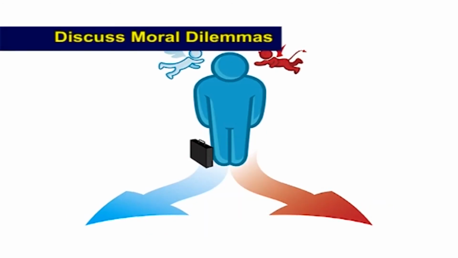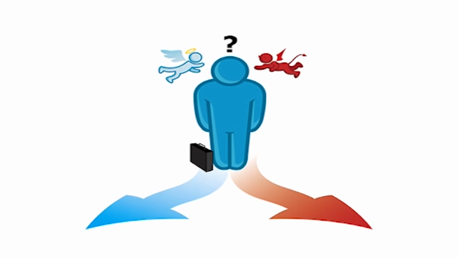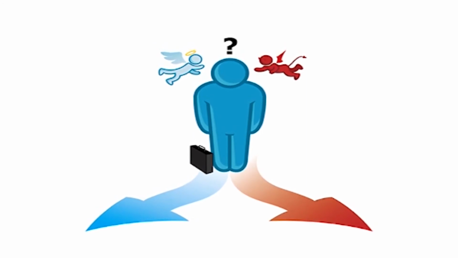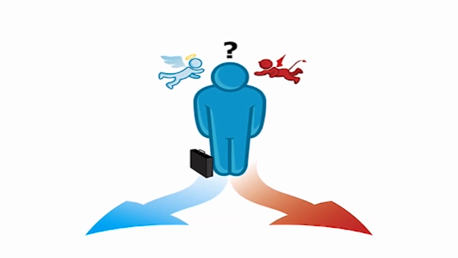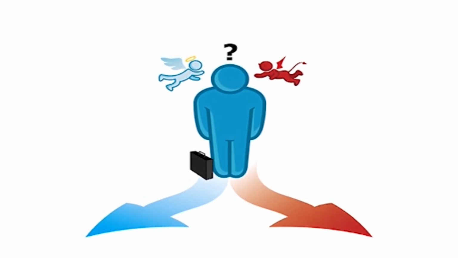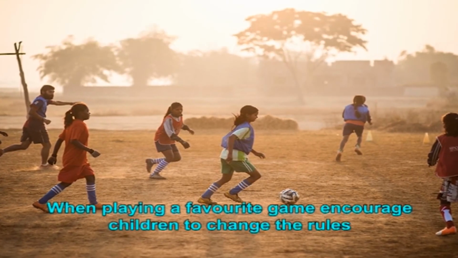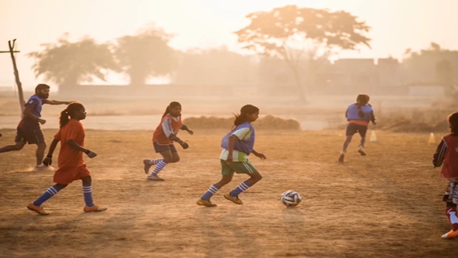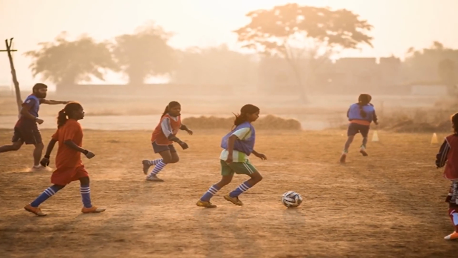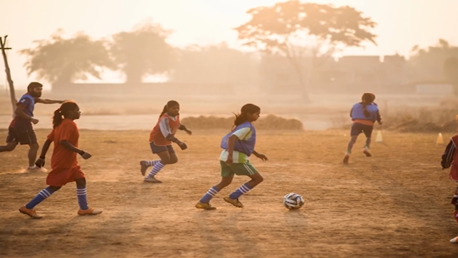Discuss moral dilemmas. Select stories involving moral dilemmas and talk about the perspectives of the various characters. Emphasize that people make mistakes. You are not always good or always bad. Encourage children to change the rules. When playing a favorite game, encourage children to change the rules. Play the game in different ways, emphasizing that if all the players agree, it is okay to change the rules.